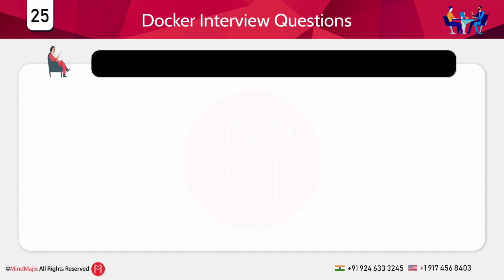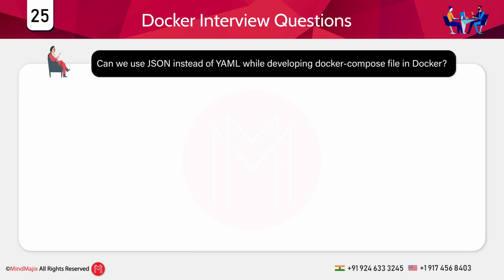Question number 25. Can we use JSON instead of a YAML file while developing a Docker Compose file in Docker? As you know, we already covered this. We created a JSON file with the help of YAML file content by using online websites. So the answer is yes, it can be used in order to run Docker Compose with JSON.